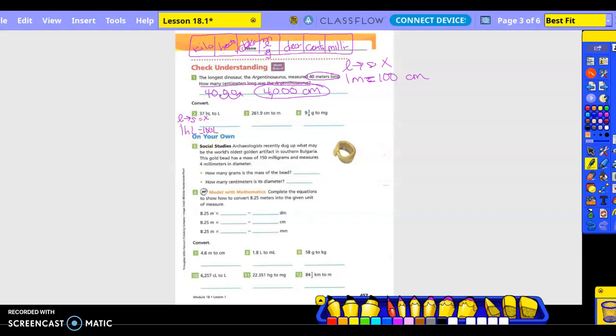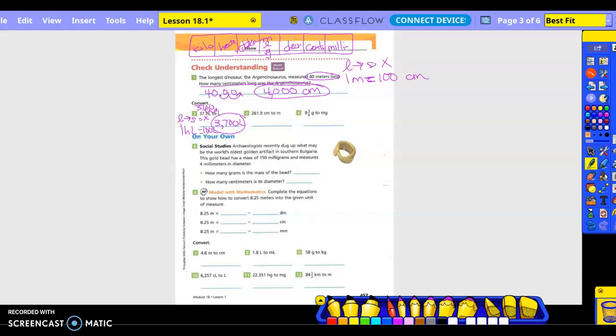So, which way am I looping? To the right. So I have 37, and my decimal will be right here, and I need to go 1, 2 places, because we're doing times 100. And what do I do to put it in there? Add zeros. So my answer is 3,700 liters.